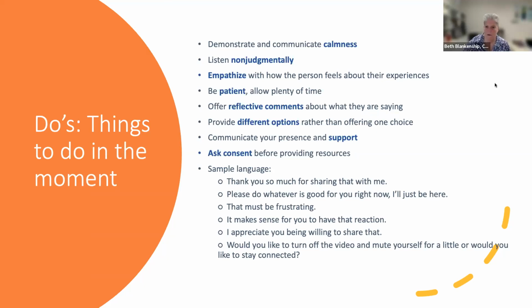You can see the list. Appreciate you being willing to share that. Giving them options for how they might want to engage. Turn off your video is fine. Mute yourself or you stay connected. That's fine.